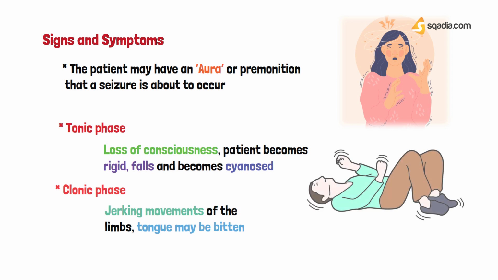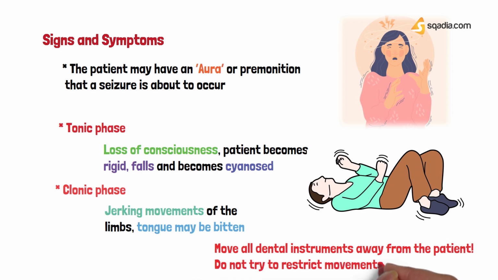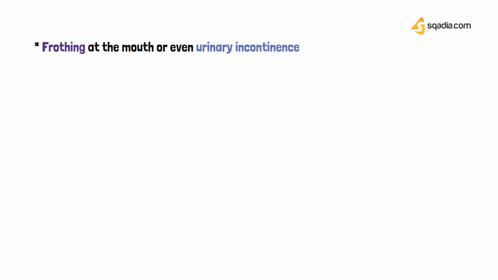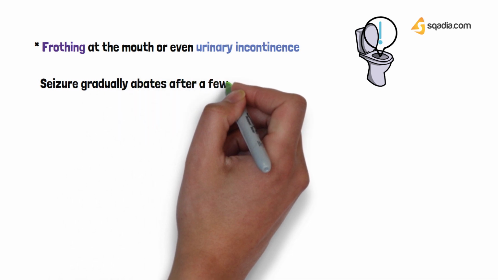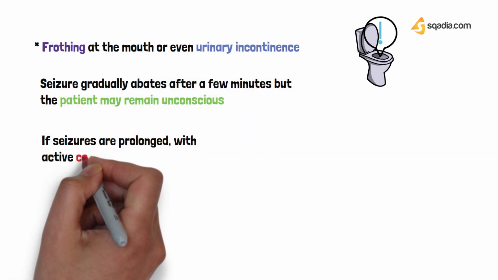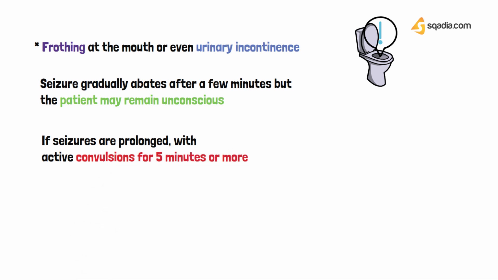Now, it is important that we move all the dental instruments away from the patient to protect the patient from harm, and we do not need to restrict the patient's movements. Frothing at the mouth or even urinary incontinence may occur. Seizures gradually abate after a few minutes, but the patient may remain unconscious. If the seizures are prolonged, with active convulsions taking place for 5 minutes or more, this means that now the patient has entered status epilepticus.